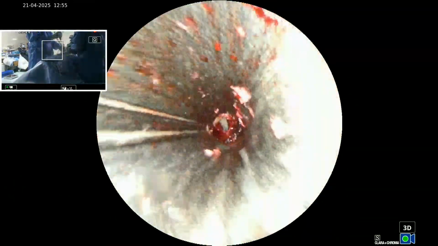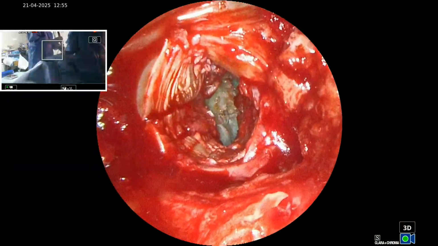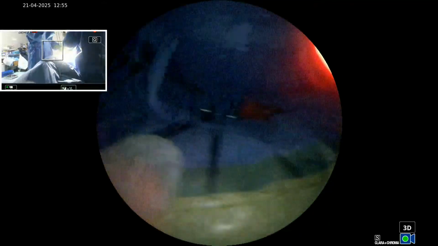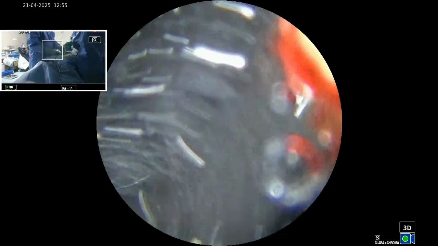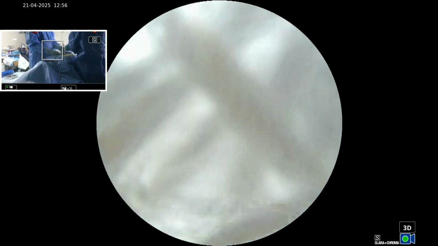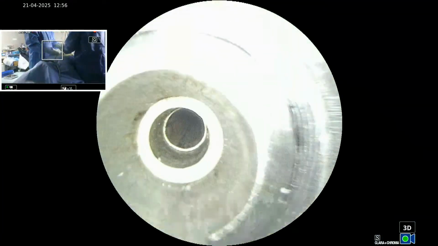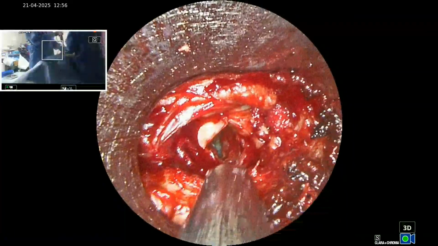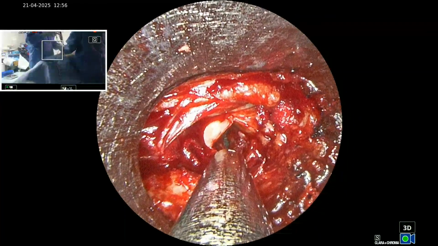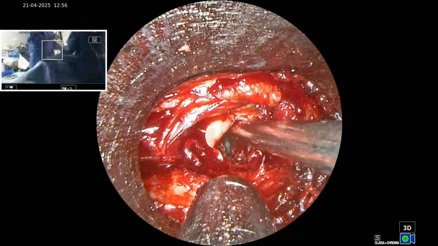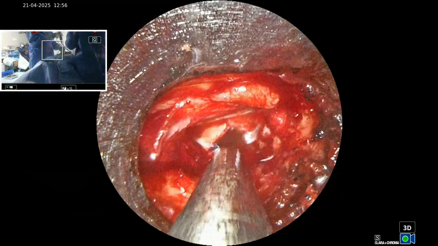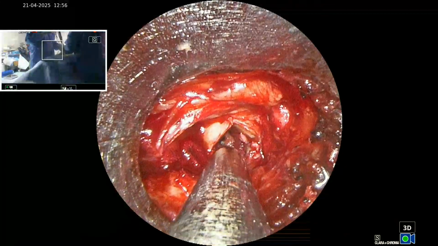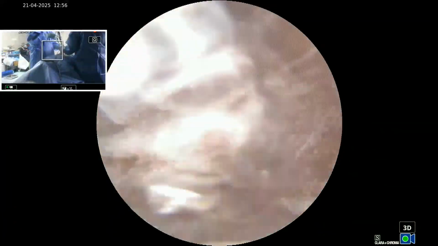Now we'll go inside the disc space and see if there is any left out fragment or not. Nothing is inside. Very nicely cleaned. All the fragments are removed from the L3-L4 level now. So this is the right approach. Now we'll irrigate the disc space with normal saline and gentamicin, so that if there is any small tiny fragment, it will be pushed out with the help of the pressure of the saline.